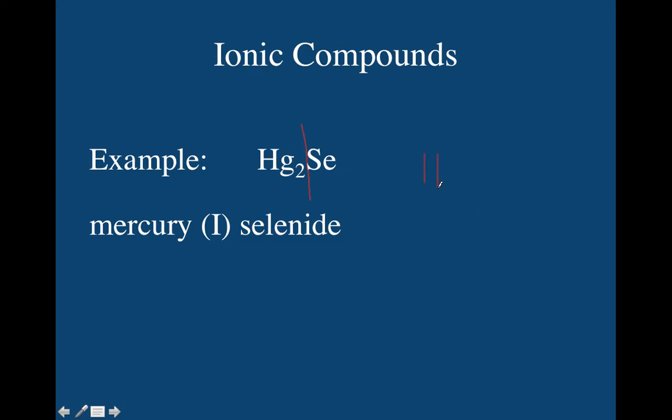Well, I could write it out like this: Hg, Hg, Se. This is the shorthand form. And when I write the charge of mercury, I'm writing the charge on one atom of mercury. When I look up Se, I will see it has a charge of 2-. And that means these two mercuries together have to have a total charge of 2+. And that means each mercury is 1+.